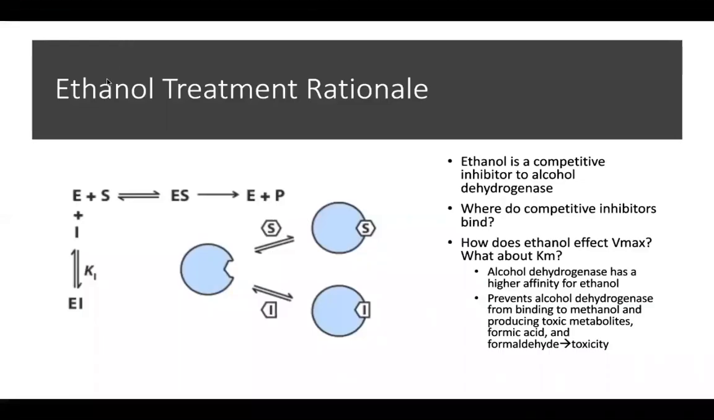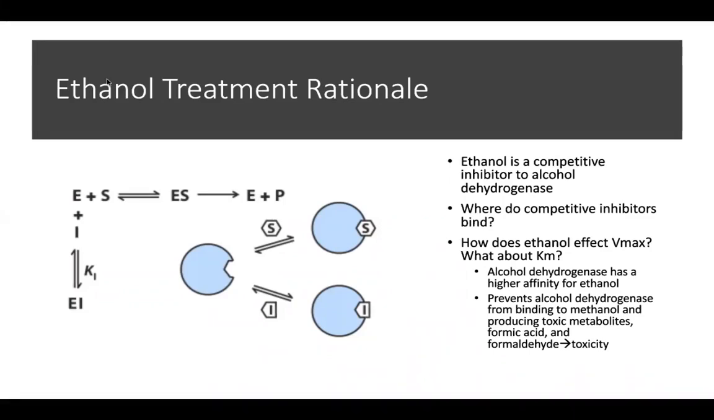Okay, so why would you use ethanol treatment in this case? Ethanol is actually a competitive inhibitor to alcohol dehydrogenase. So where do competitive inhibitors bind? What you should have said is that competitive inhibitors bind at the active site. So this prevents your methanol from binding to this active site. And so how would this affect your Vmax? And how would this affect your Km?